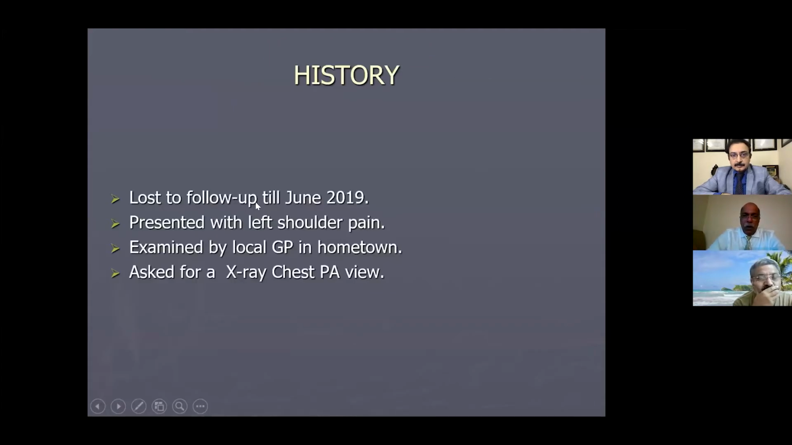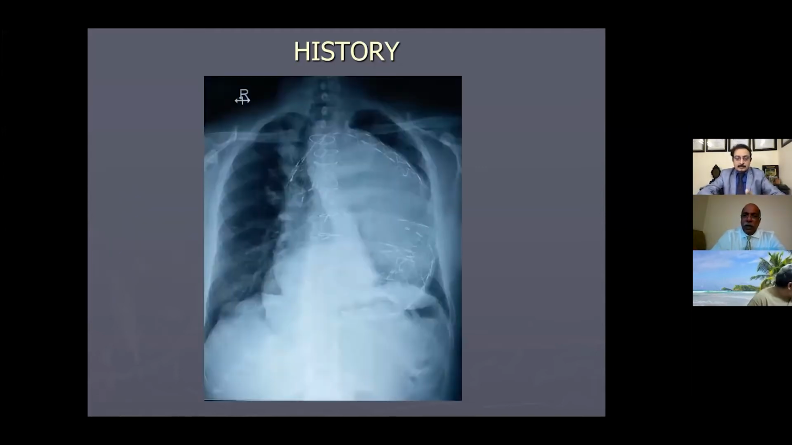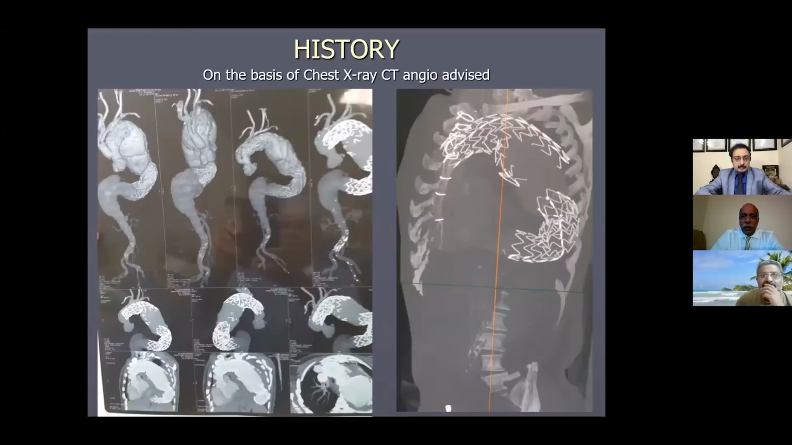He was lost to follow-up till June 2019, that is last year, and presented with a left shoulder pain. He was examined by a local GP in his hometown. He was asked for an X-ray chest, and the X-ray showed this. Now, looking at this, the GP was worried and got a CT angio done. And this is what the CT angio shows.